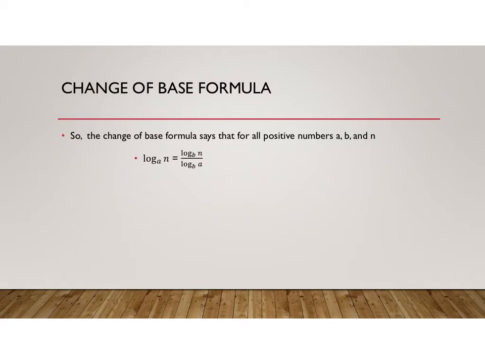All right, so the change of base formula says that for all positive numbers a, b, and n, log base a of n is equal to log base b of n divided by log base b of a. And typically b is going to be 10 or e, so I can use common log or natural log. So we can use this very simply now.